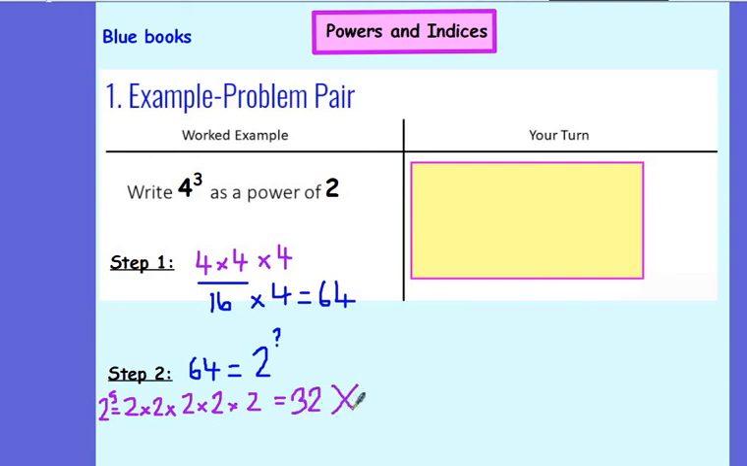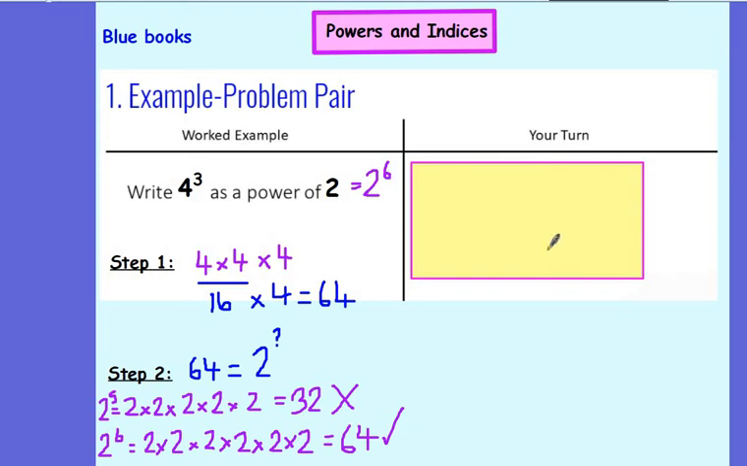That's not big enough. How about 2 to the power of 6? Would that work? That would give me 2 times 2 times 2 times 2 times 2 times 2, which would give me 64. So that would work. So my answer is 2 to the power of 6.